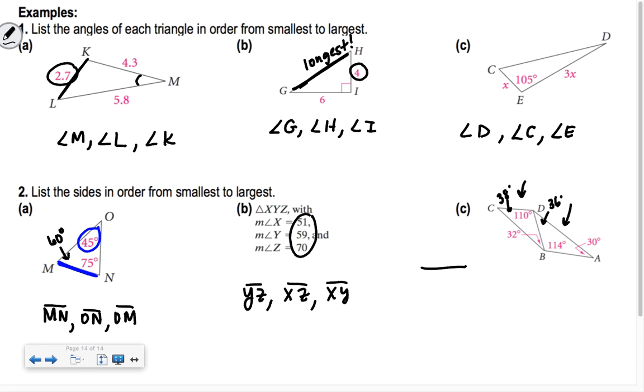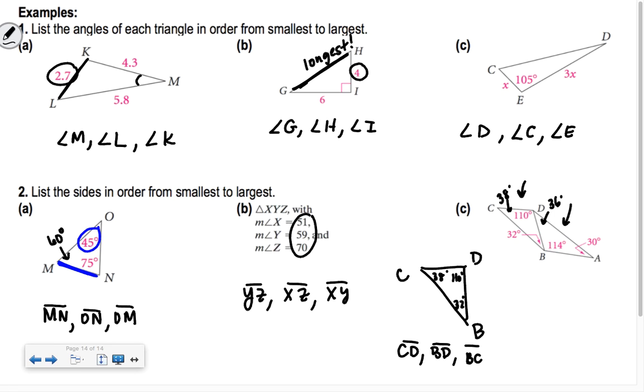So on the left triangle, so C, D, and B, we had 38, we had 110, and we have 32. So let's write those sides in order. So we have side CD, and then we have side BD, and then we have side CB. Right? Does it make sense? Let me write it as BC. I usually try to write alphabetical order if possible.